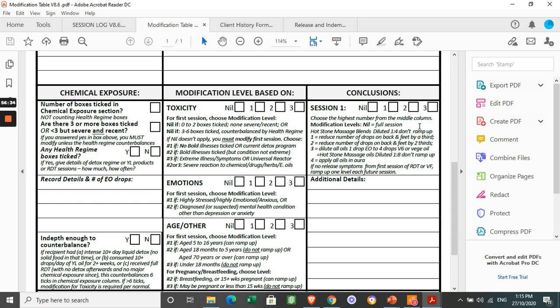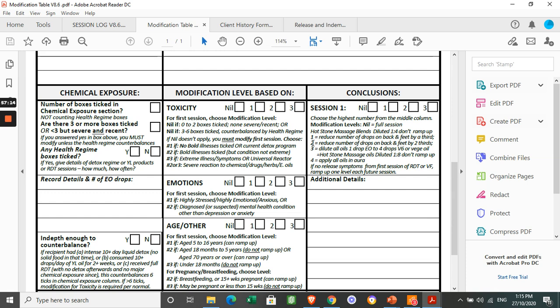Now let's look at the breakdown of those levels. The modification levels: nil equals a full session, meaning in Raindrop, no dilution of oils is required. And nil also means in hot stone massage blends that you would dilute the massage blends 1 to 4 and you don't ramp up from there. A level 1 means in Raindrop you're going to reduce the number of drops on the back and the feet by 1/3, also the same with Vitaflex.